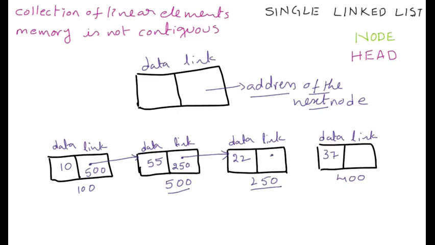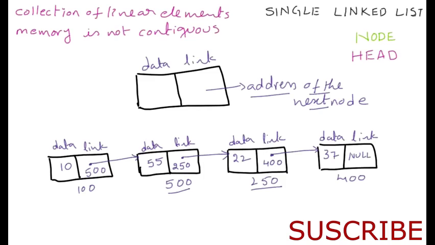Third node link field is consisting of address of the fourth node, and fourth node address is 400, so it must be filled with 400. And the last node link field must be filled with null because there is no next node. This is a very important point, that in single linked list last node link field must be filled with null.